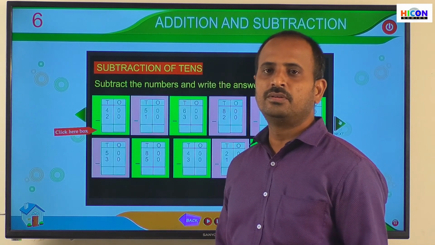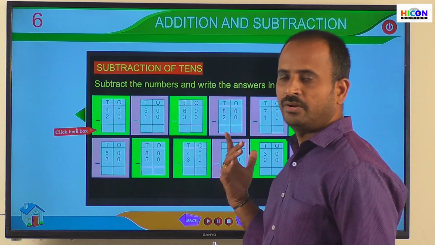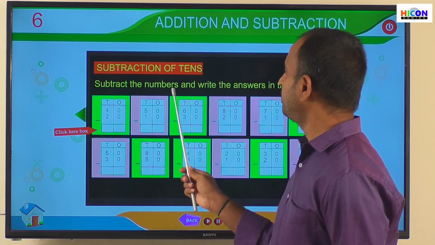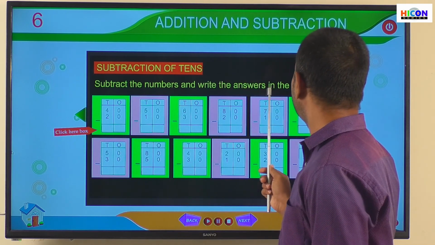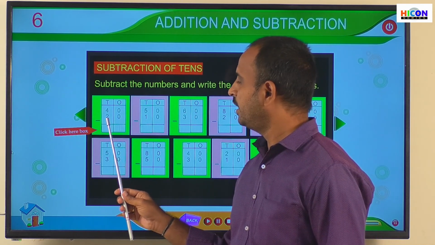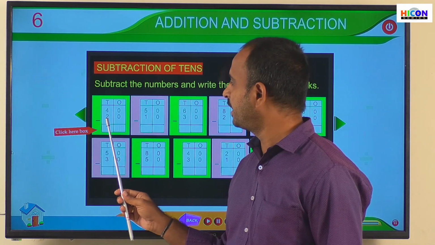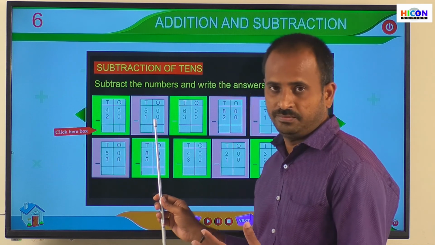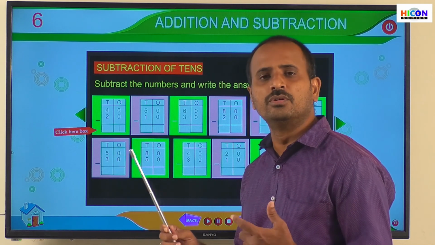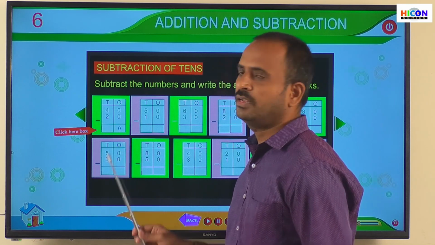Children, look at the screen. They have given some subtractions and we will practice some problems among these. Subtract the numbers and write the answer in the blanks. See the first one. 40 and 20. Now we have to subtract 20 from 40. That is 40 minus 20. Start from the ones place. That is 0 minus 0. If we subtract two zeros, again we will get 0. So write 0 under the ones place.